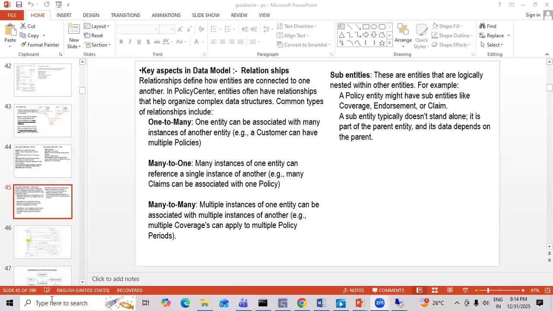So this is what we call many to one. A person can have a claim, and this claim can be associated with one policy. That is what we generally call claims.